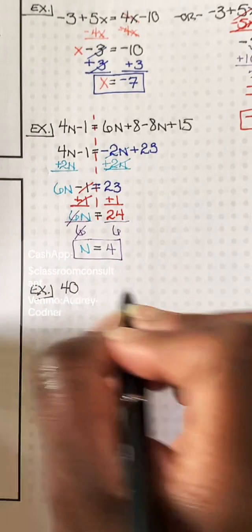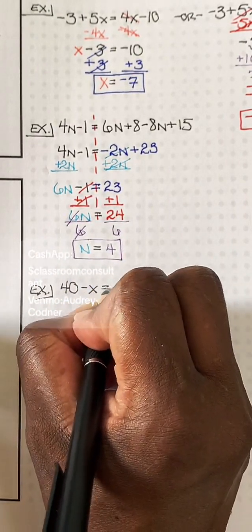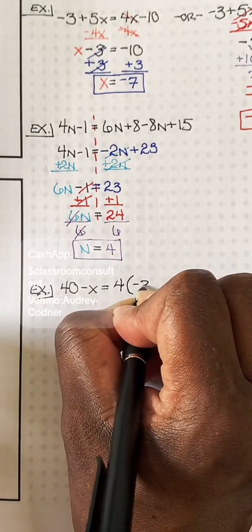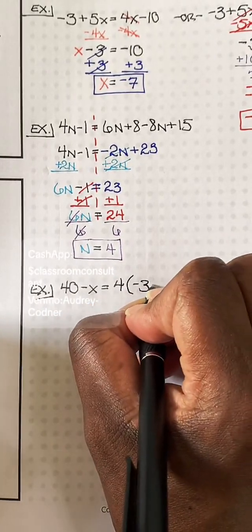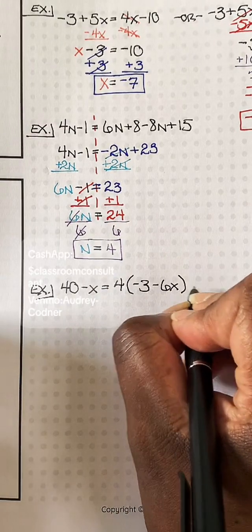All right, so we got 40 minus x is equal to 4 times negative 3. Oh, there's a parenthesis, but don't freak out.